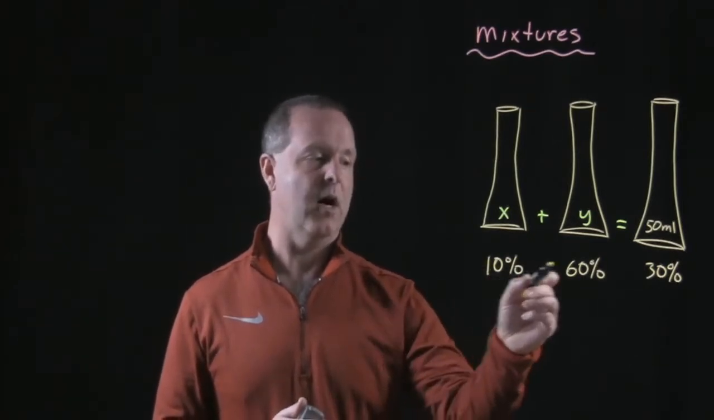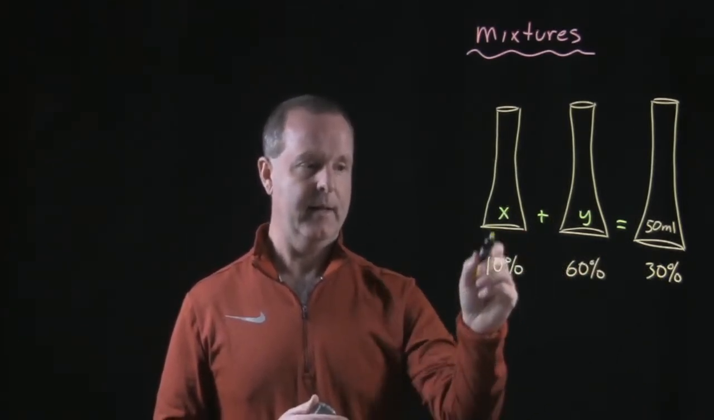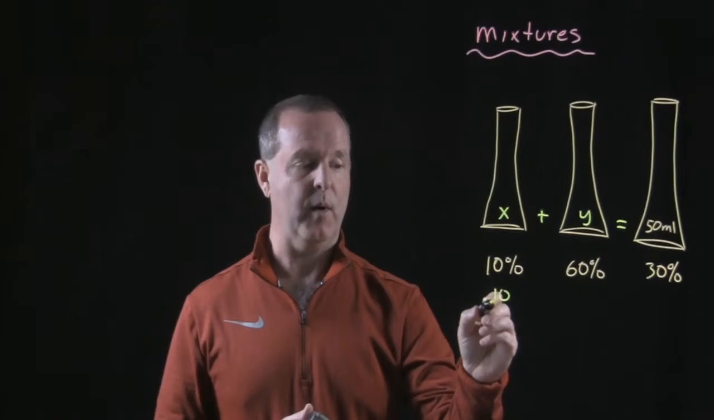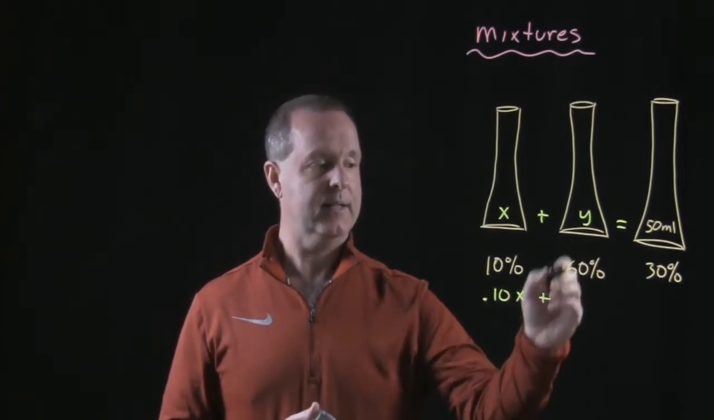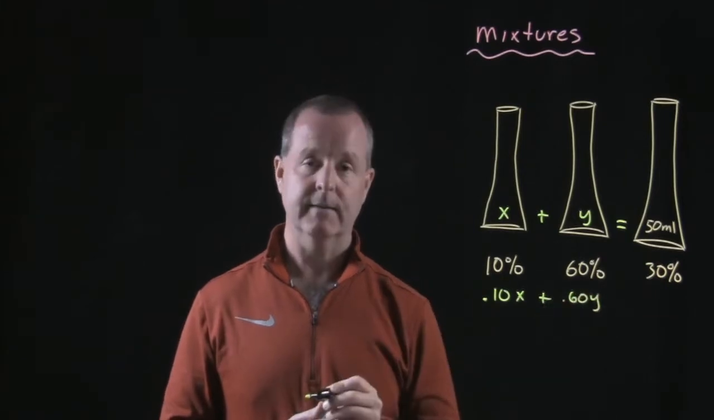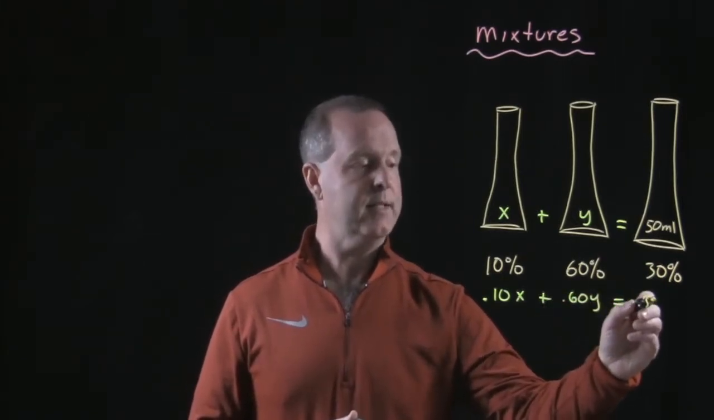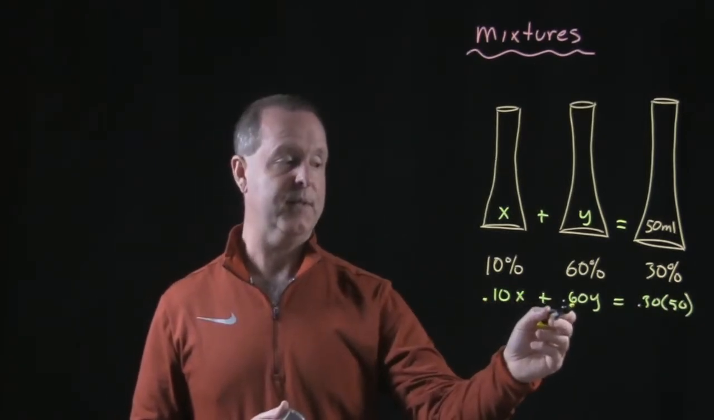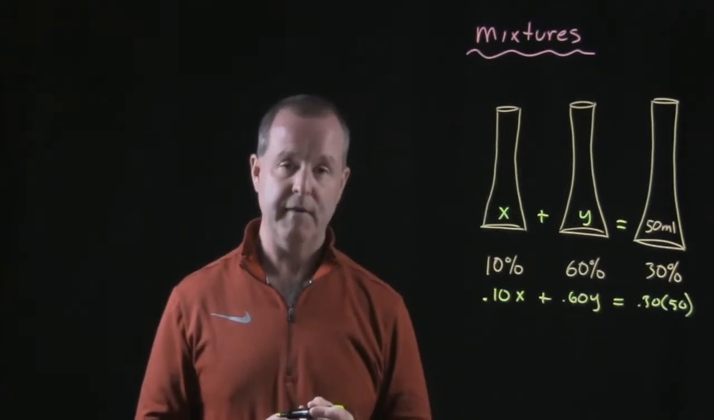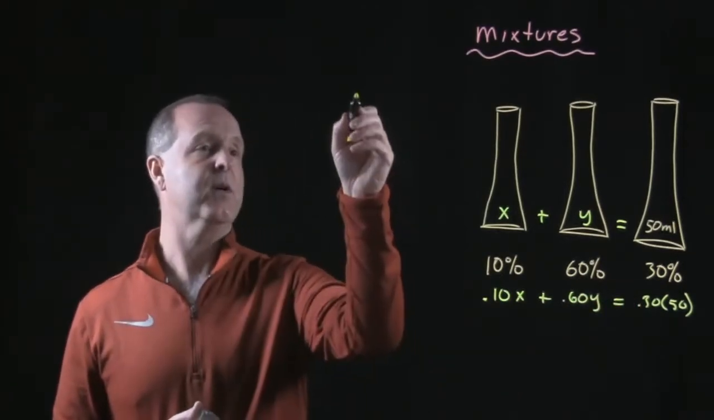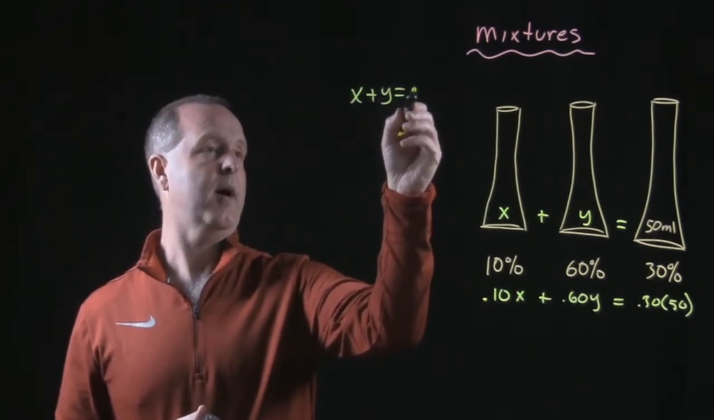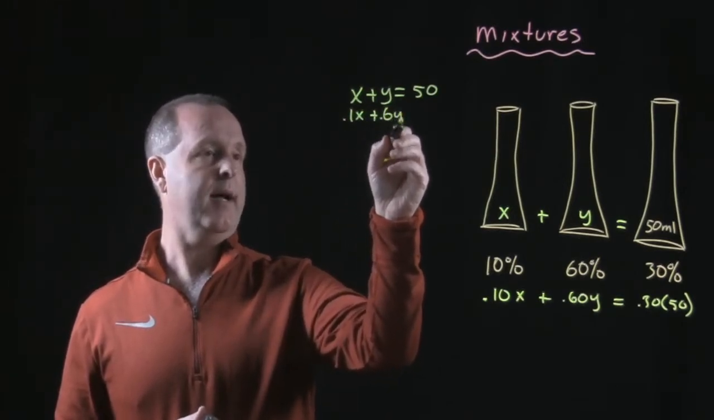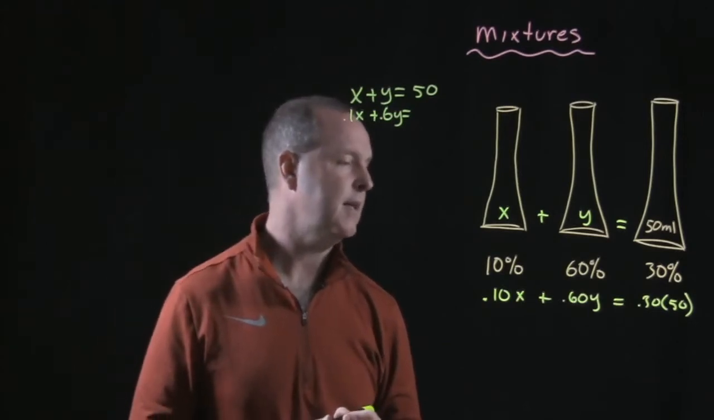Well, the next one is based on the solution of each of these. This is a 10% solution of this amount. So that becomes 10% or 0.10 of X plus 0.60 of Y equals 0.30 of that amount, which is 50. So 10% of X plus 60% of Y equals 30% of 50, the total. There's my two equations. I'll write them out over here. X plus Y equals 50, and 0.1X plus 0.6Y equals 0.30 times 50.